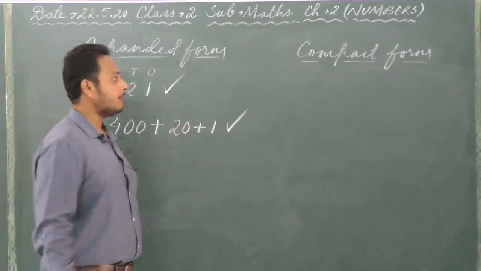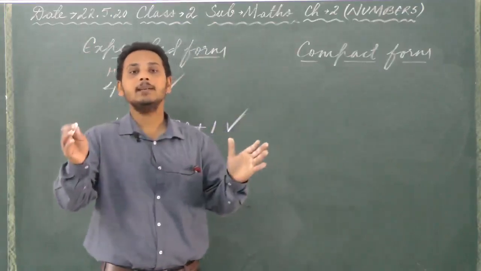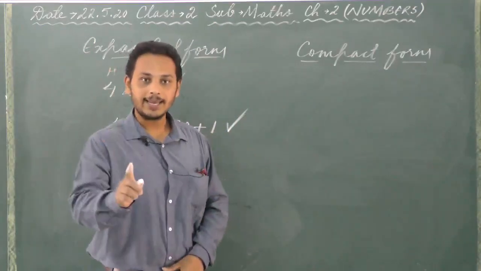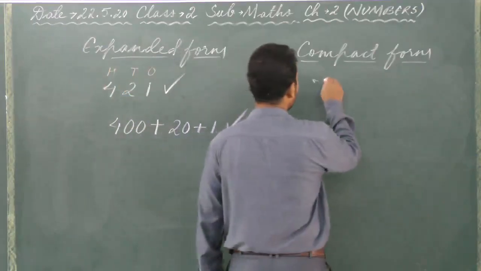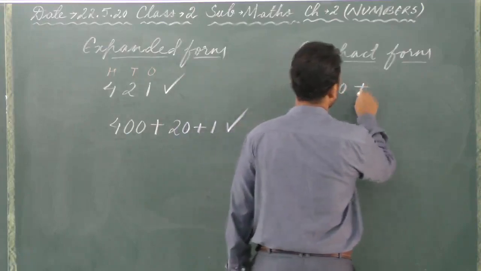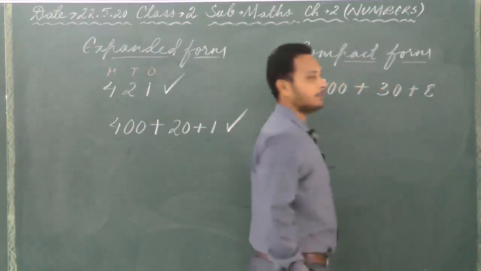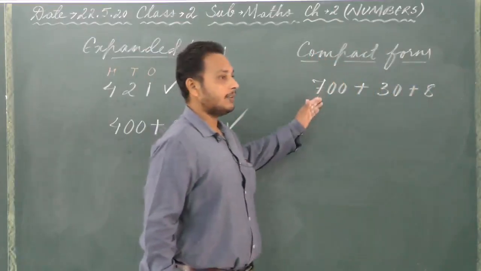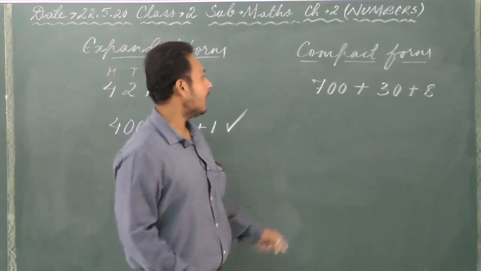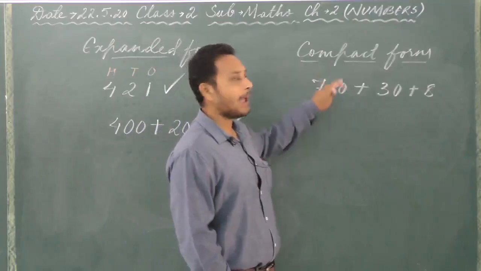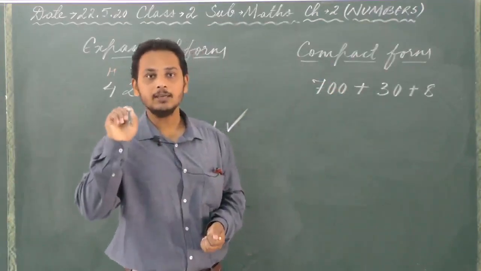Okay. In the same way, its opposite is compact form. Compact form means making the numbers look small, but once again without changing its value. Take for example, if I write 700 plus 30 plus 8. Now what you have to do? You have to write these numbers in compact. Compact means small. Make it look small, but without changing the value.